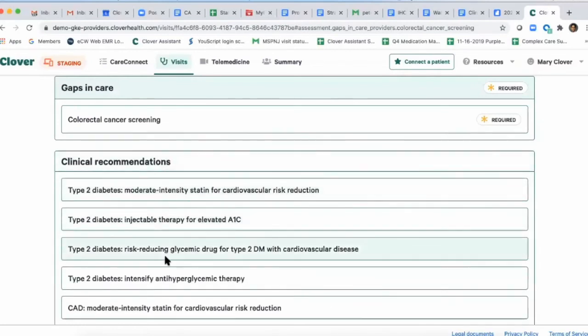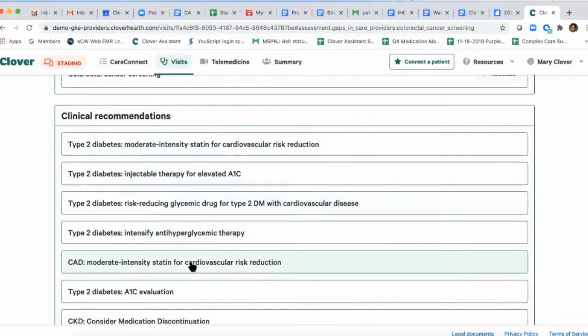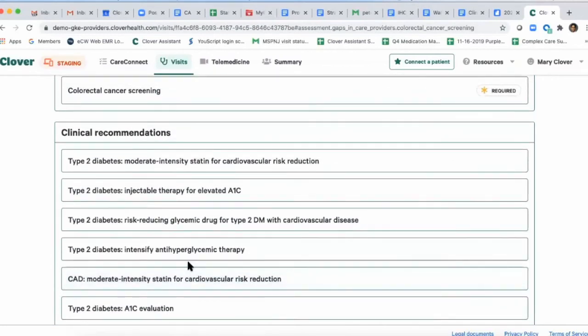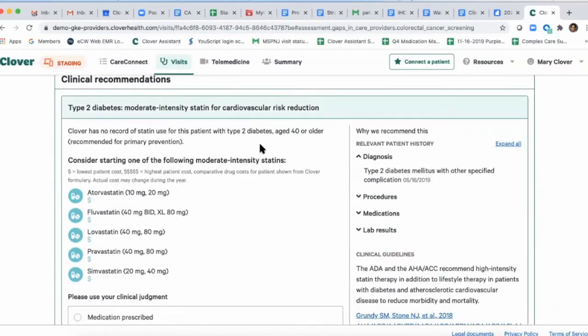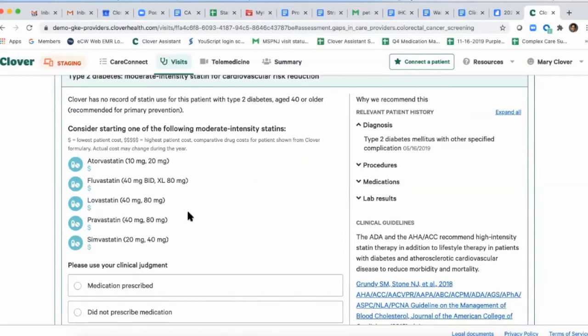In clinical recommendations, there are a number of recommendations that could be present based on a patient's condition. So we'll just look at one. Given this patient's diagnosis of diabetes that you confirmed, and their age of 40 or over, so let's assume this patient's 40 or over, it'll say, hey, they should probably be on a statin. But it'll give you not just the information that they should be on a statin at moderate intensity, it'll give you the dose. It'll let you know how much these different statins cost your patient, which is critical in maintaining medication adherence.